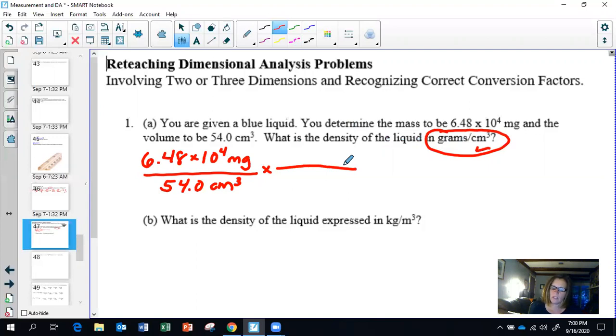So pause the video now, and using the information that you know about metric conversions, put in a conversion factor that will turn milligrams into grams. This should be the conversion factor that you came up with. There are 1,000 milligrams in a gram. So we have milligrams canceling. And then on your calculator, 6.48 times 10 to the 4th. Remember, you can type this in as 6.48 E4. Remember, the capital E stands for times 10 to the, divided by 54, divided by 1,000.